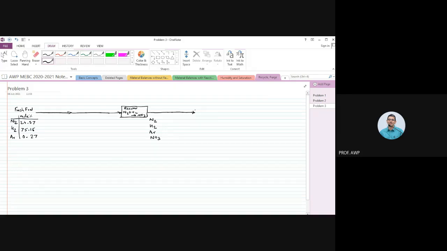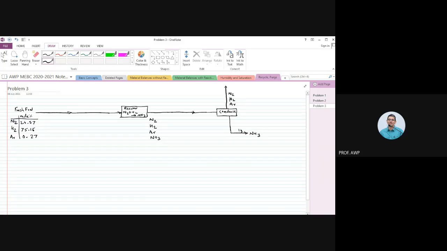Any thoughts about how do we separate ammonia? Liquefy. Okay, so cool and condense. We'll have to cool below the dew point of this incoming gas. Recall what is meant by dew point. Ammonia will condense in the liquid form. Nitrogen, hydrogen, argon will go unreacted, uncondensed.